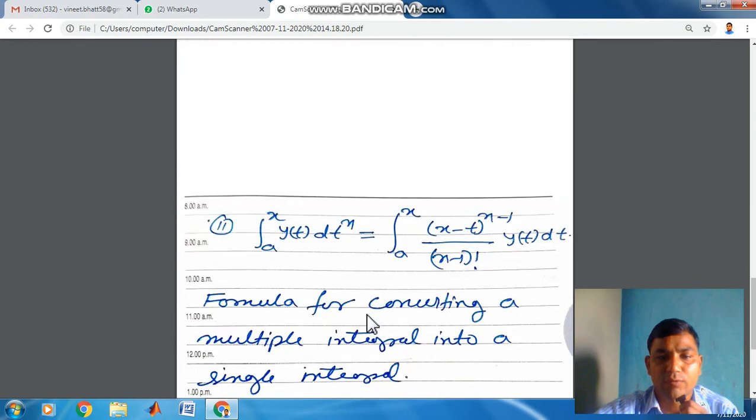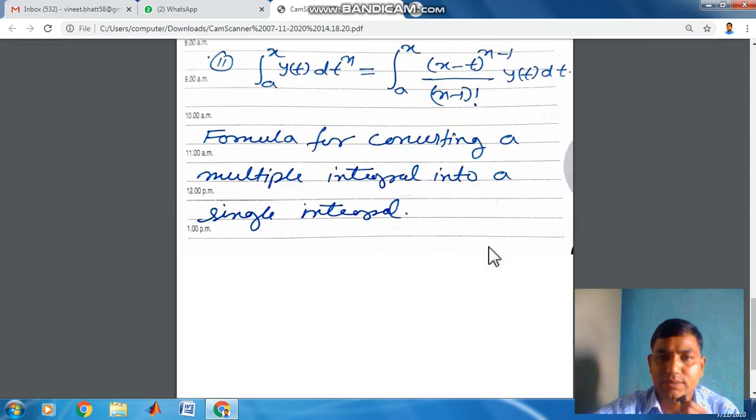Similarly, the formula for converting a multiple integral into a single integral. This is a multiple integral from a to x of y of t, dt to the power n, equal to the integral from a to x of (x minus t) to the power n minus 1 upon (n minus 1) factorial, times y of t dt.